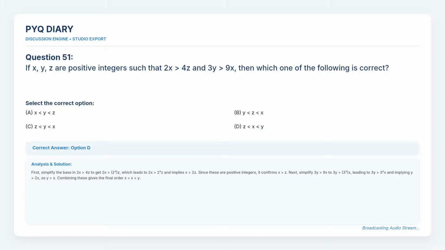Question 51. If x, y, z are positive integers such that 2x greater than 4z and 3y greater than 9x, then which one of the following is correct? The choices are A. x less than y less than z, B. y less than z less than x, C. z less than y less than x, and D. z less than x less than y. The correct answer is option D, z less than x less than y.